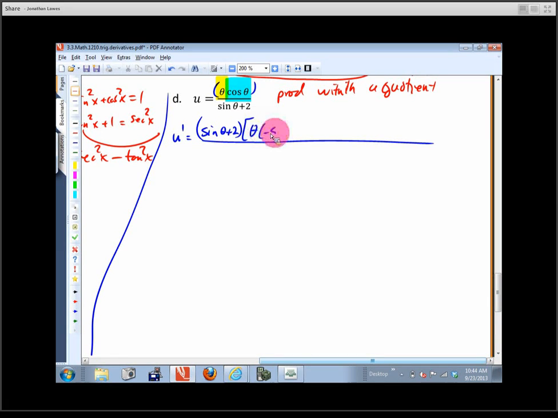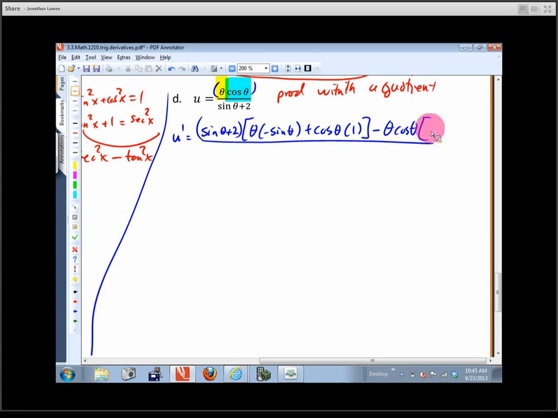See how we use the product rule there? Minus the top, theta cosine theta, times the derivative of the bottom. And what is the derivative of the bottom? Cosine of theta. Good? All over sine of theta plus 2, quantity squared.